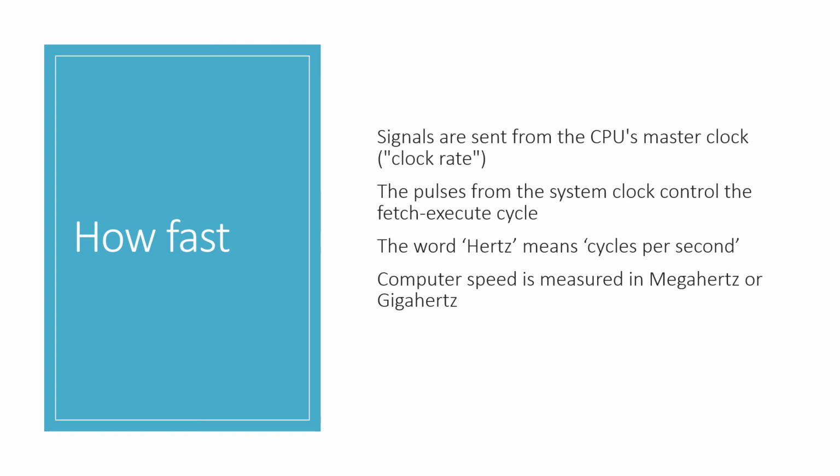So when we measure speed, we measure it in hertz. That's another person's name. And 1 hertz is once per second. But computer speed is measured in megahertz or even gigahertz. So we're talking about millions of pulses per second. Well, you knew computers were fast.